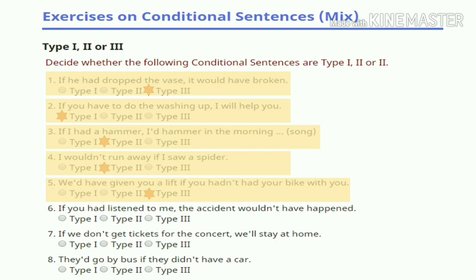If you had listened to me, the accident wouldn't have happened. That's type 3. If we don't get tickets for the concert, we'll stay at home. If you don't, we will. That's type 1.